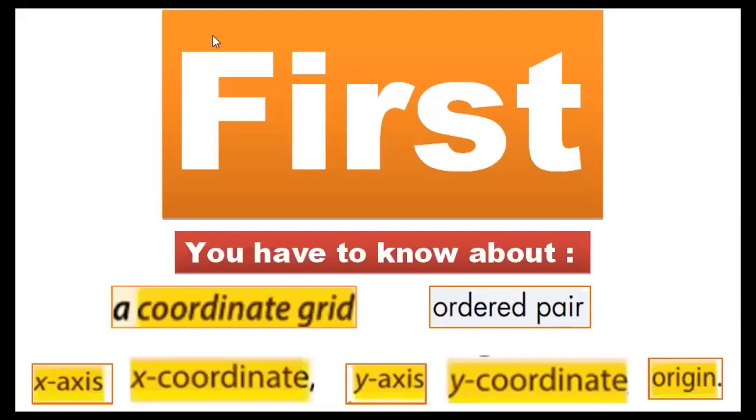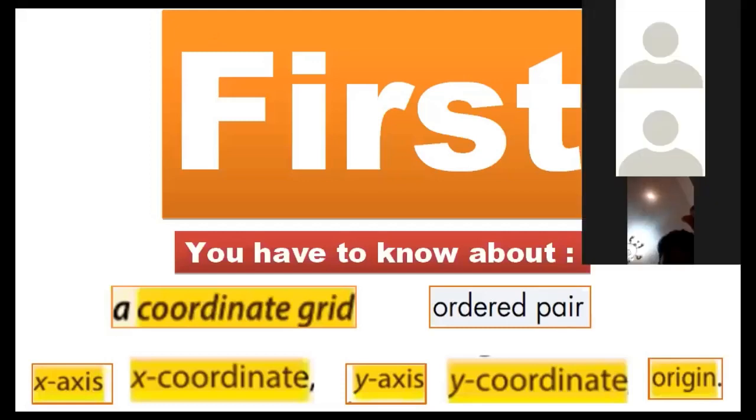Okay, so we talked about the coordinate grid, the ordered pair, x-axis, x-coordinate, y-coordinate, y-axis, and the origin point. It's very important to focus on that, page 778, before starting. Okay, now you can listen to the visual learning and come back again to our lesson.